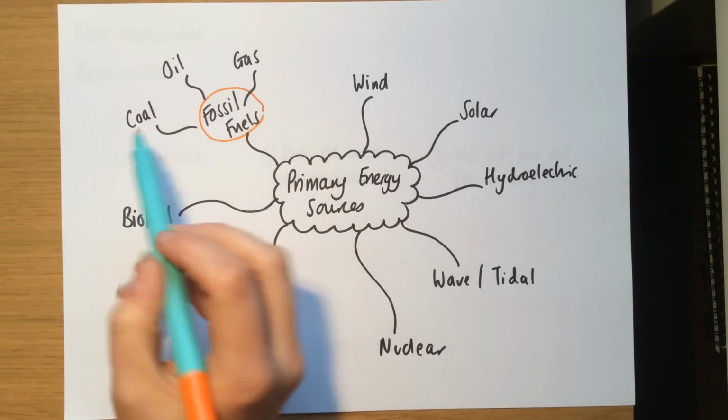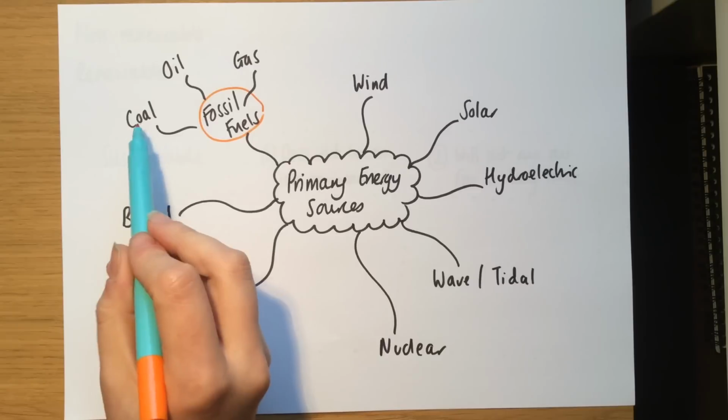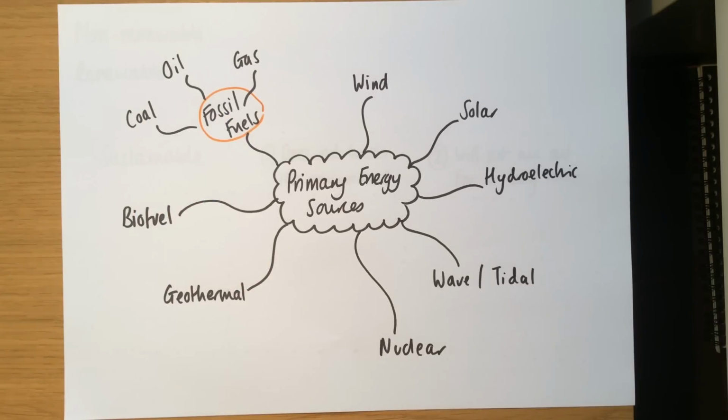Coal, as far as I know, is dead plant matter. Oil and gas is usually more under the sea and often is dead sea creatures as well as dead plant matter. But they take billions of years to make, so we can't just make them really quickly. It takes a long time.